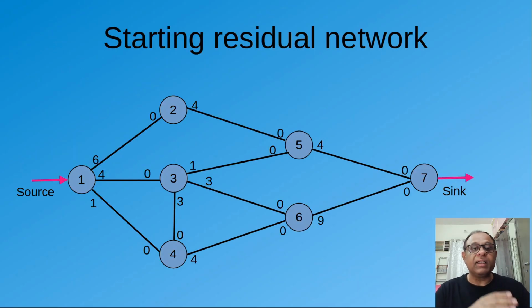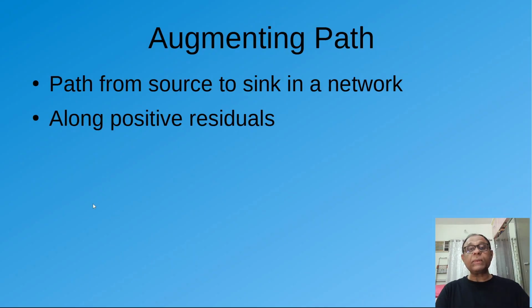Okay. Now, starting with the residual network. This is our starting residual network. Remember one thing, what I have done here is all the arrows have been replaced with lines. Why? Because now you have put numbers to put a sense into the direction. So 6 is the maximum flow that you can assign from 1 to 2. That is arc 1, 2; arc 1, 3, maximum 4; arc 1, 4, maximum 1, and so on and so forth, from source to the sink. Now, what is an augmenting path?